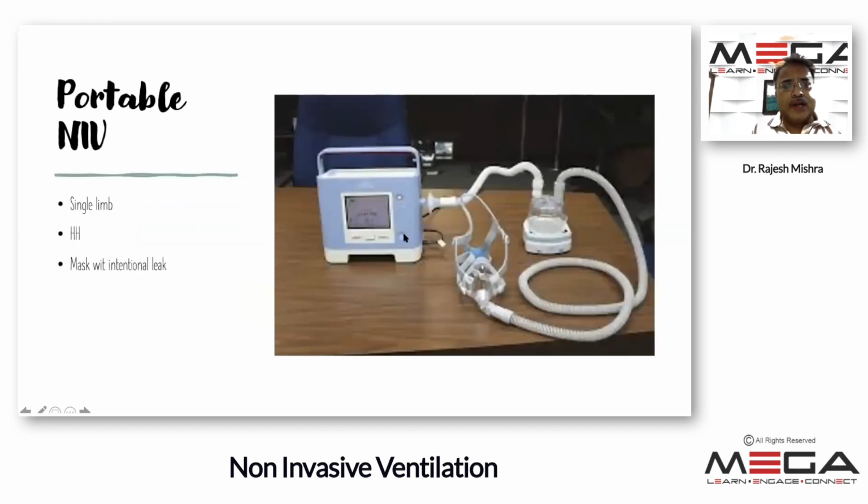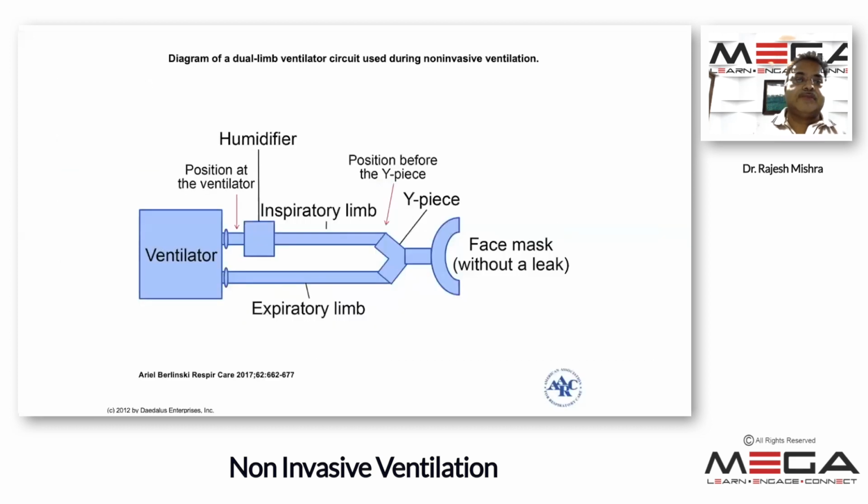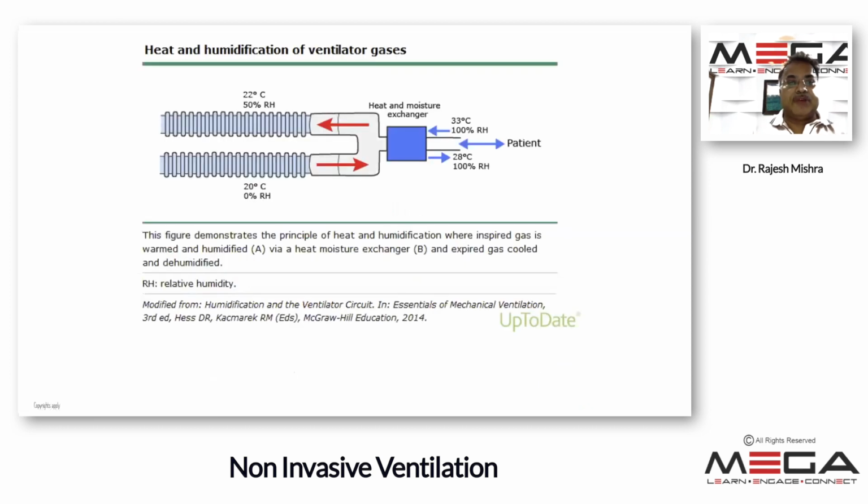This is a portable NIV, and there is a very classical heated humidifier, HH, humidification system. Although a simple HME can also be put over here or over here. So what we have to remember is that when we are using single limb, humidification is a must. If we can do active humidification, it is fine. Otherwise, passive humidification is a must. Same thing for a double limb. There is an inspiratory limb which can be humidified, or an HME can be put here. But no way should we try to give NIV without humidification.